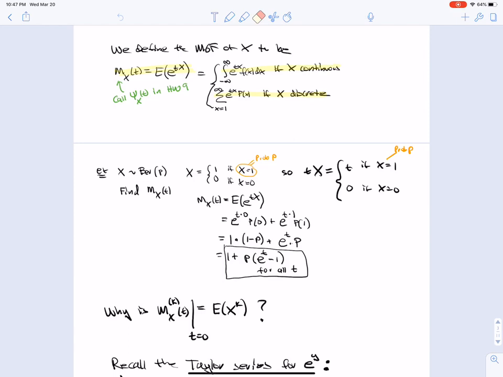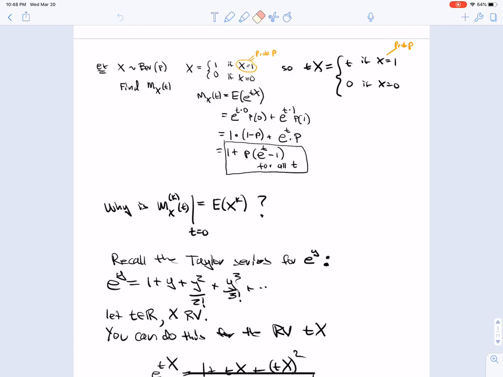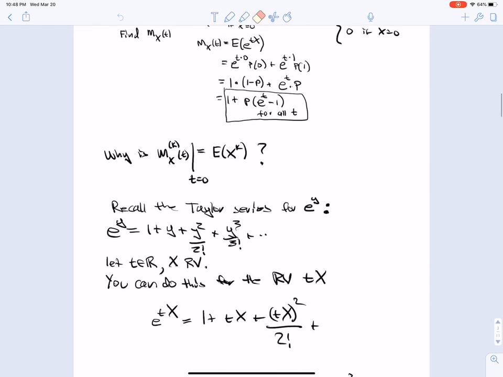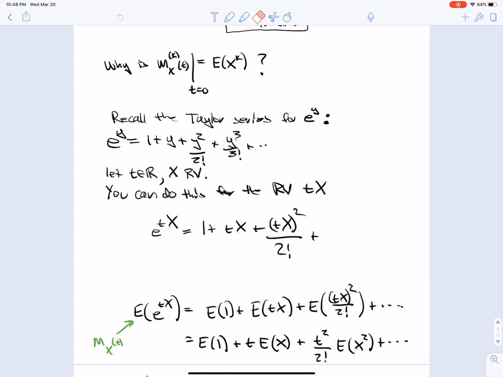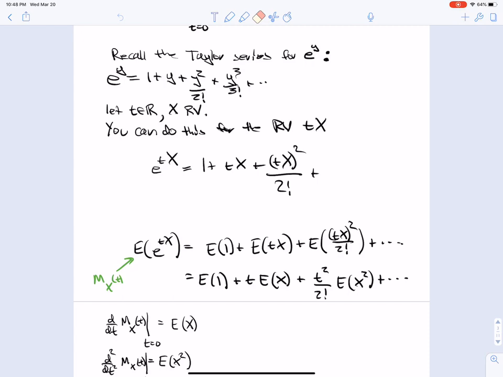Now, why is the kth derivative of the moment generating function, evaluated at t equals 0, the kth moment? Let's recall the Taylor series for e to the y. So e to the y has this Taylor series. Now, if t is in R and x is a random variable, let's let y be tx. Then e to the tx has the following Taylor series, and we can take the expectation of this.